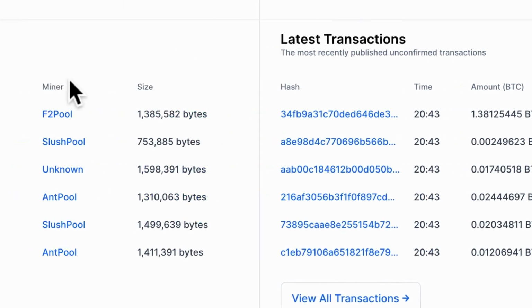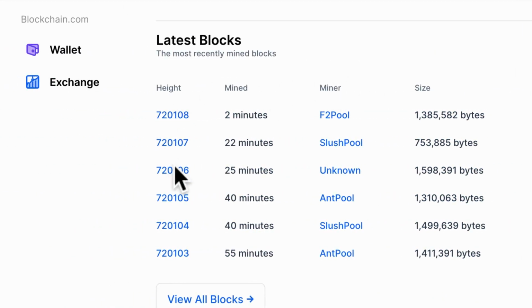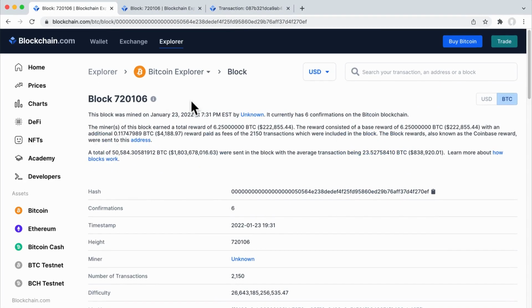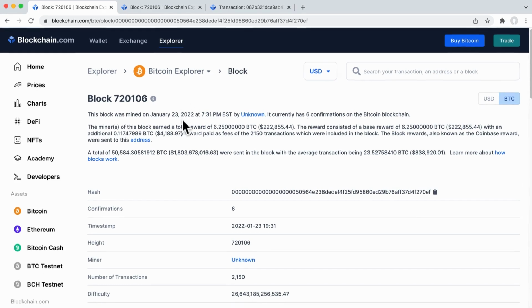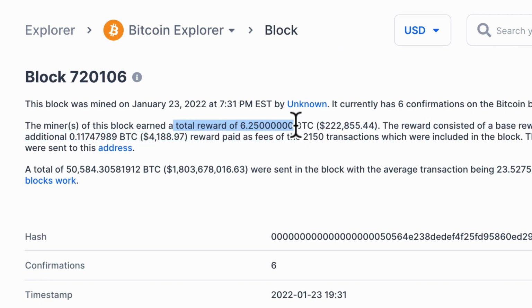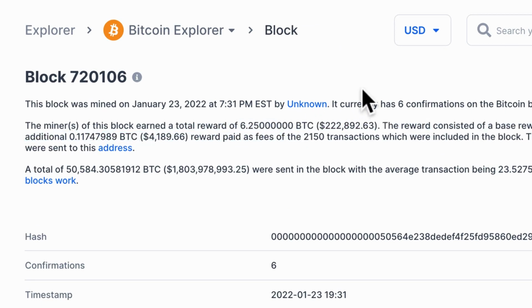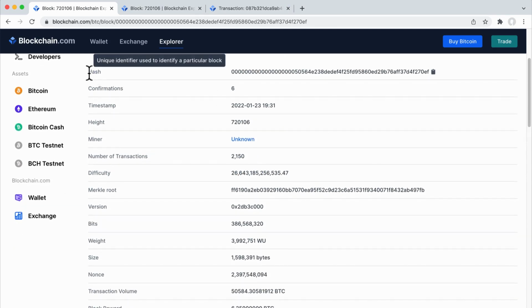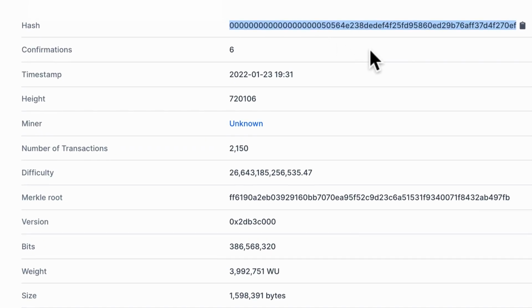To start, let's dig into one of these most recent blocks, say the third most recent. We can see exactly when this block was mined or added to the blockchain. There's the miner's reward of 6.25 Bitcoins, which were awarded in response to verifying 2,150 transactions, all on this single block. Let's scroll a little further, where we can see the hash that's used to find this block on the blockchain.